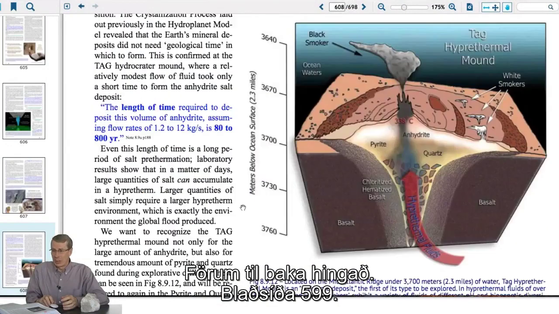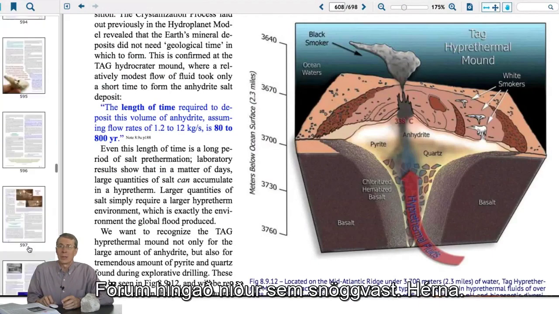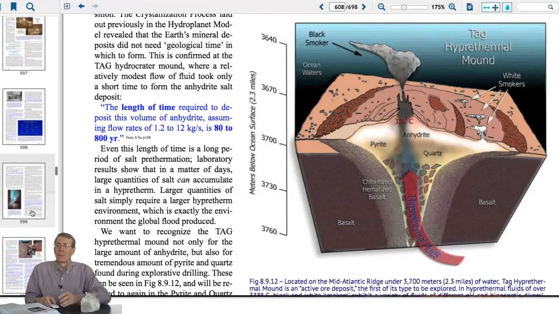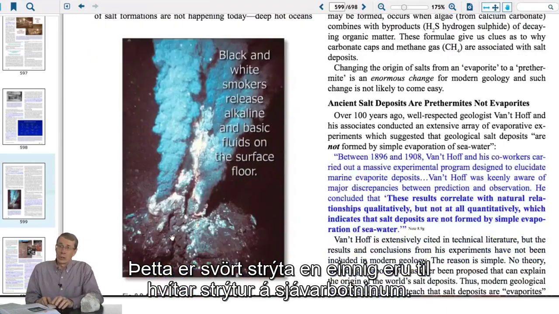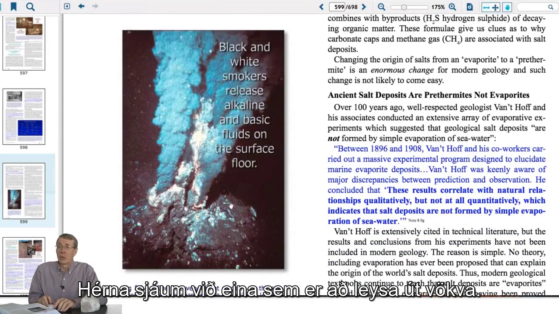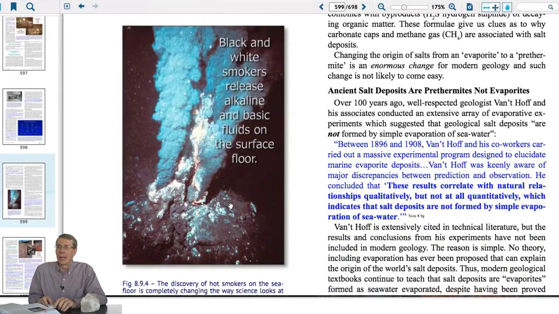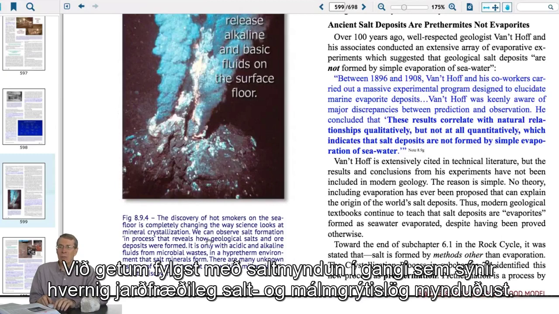Let's go ahead and pop back over here, page 599. I'm going to come down here real quick, right here. So this is a black smoker, and there's also white smokers on the bottom of the ocean floor. And this is a picture of an actual one releasing its fluids. Okay, and the discovery of hot smokers on the seafloor is completely changing the way science looks at mineral crystallization. We can observe salt formation in process that reveals how geological salts and ore deposits were formed.